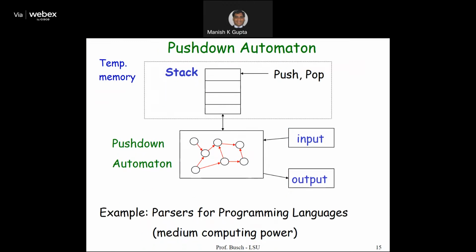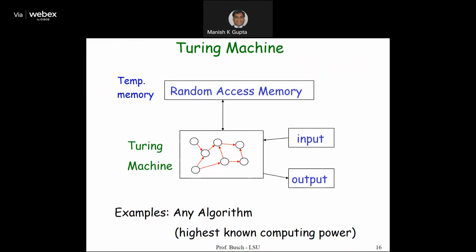So this is pushdown automata. Temporary memory is a stack memory. You can either push something or pop something. Parsers for programming languages are well-known examples of pushdown automata. So, medium computing power. Then the Turing machine, the highest known computing power. Any algorithm is an example of a Turing machine.